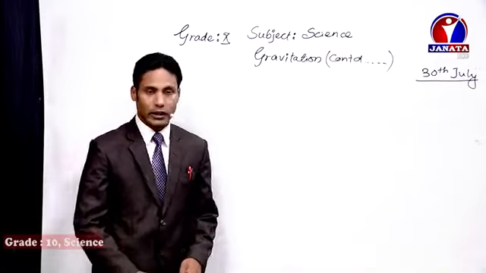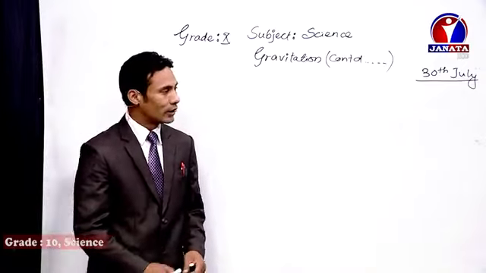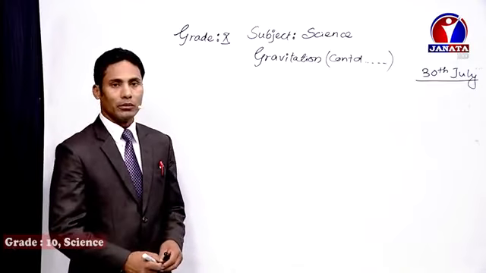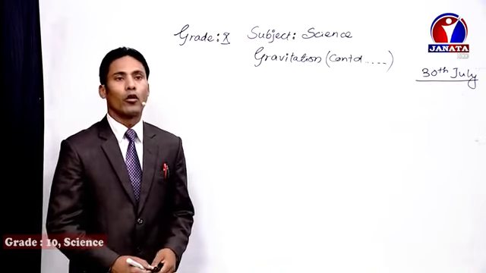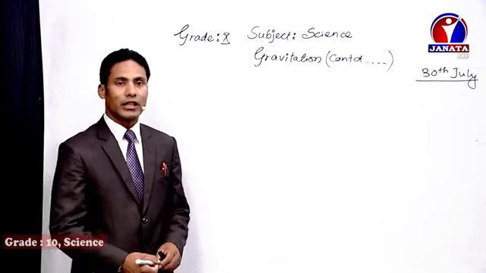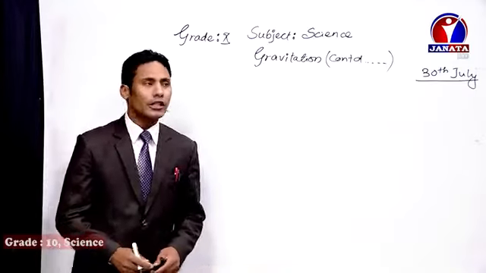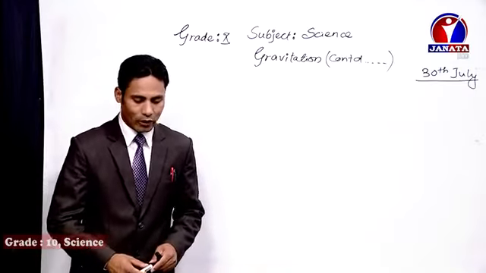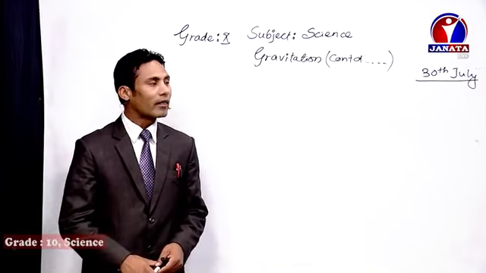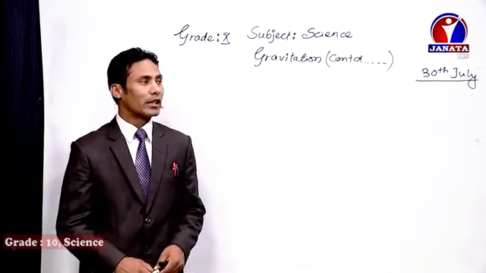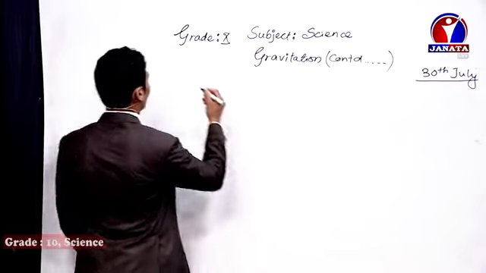Okay, so you can see on the screen one numerical problem we have. Let's check this numerical problem, and then we will go to free fall and weightlessness. The question is like this: if the weight of an object is 400 Newton on Earth, then find the weight of the same object on the moon. So let's see how to solve this numerical problem.